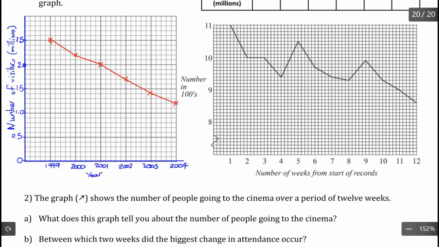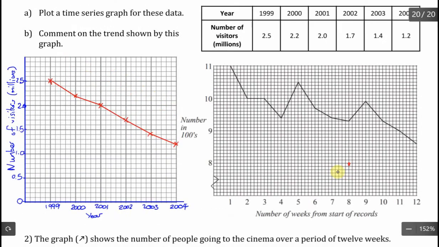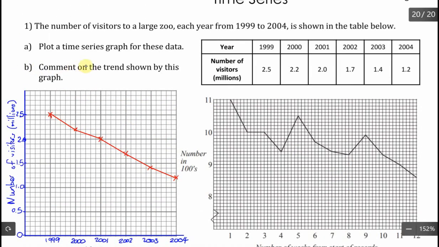Okay, question 2, it says this graph shows the number of people going to the cinema over a period of 12 weeks. Oh, hang on, sorry, I missed a question. So number 1B, comment on the trend shown by this graph. Well, what trend is this showing? It's showing that the number of visitors to this zoo is decreasing.